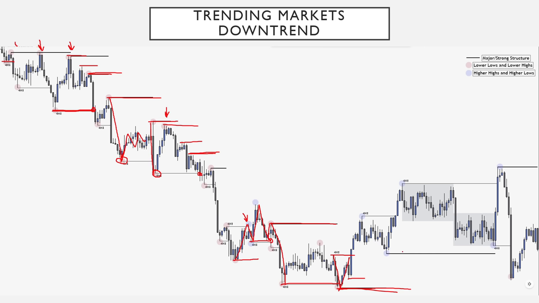And then you're going to have, of course, you can see the market is not perfect. You have ranges right there. You have ranges right there. You're going to have a bullish market overall here, but you have two very big ranges.